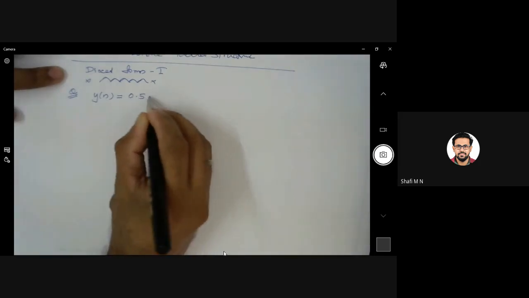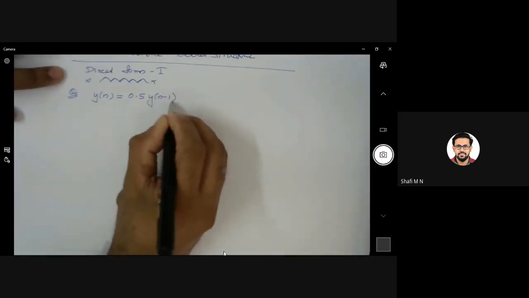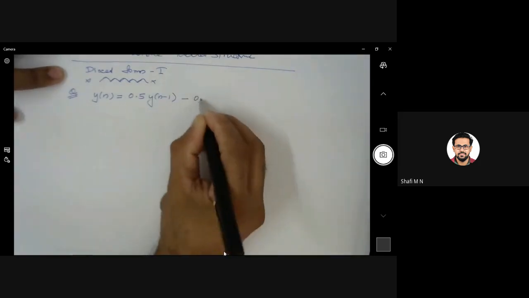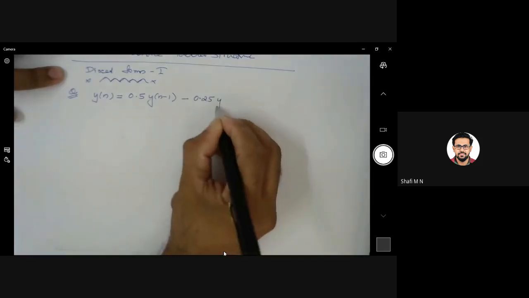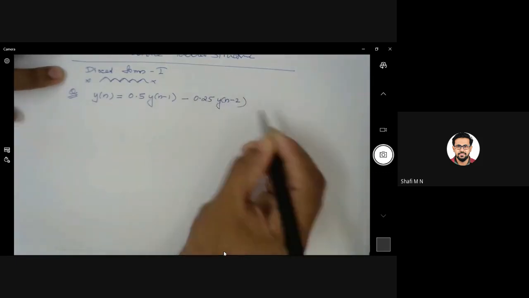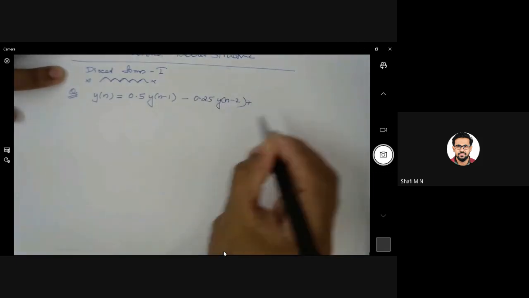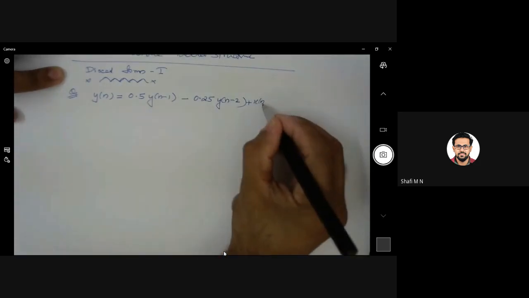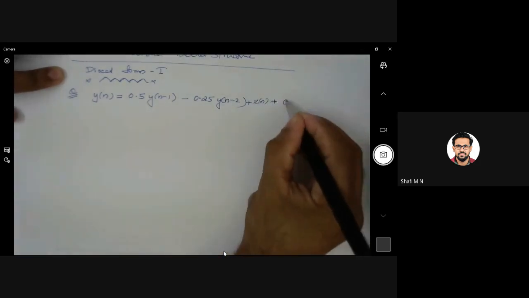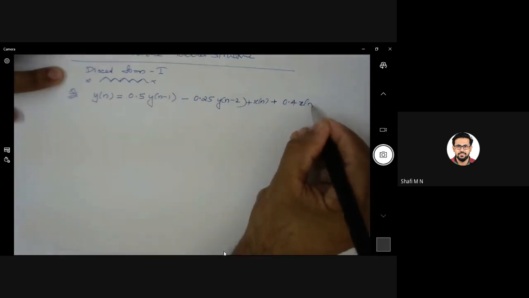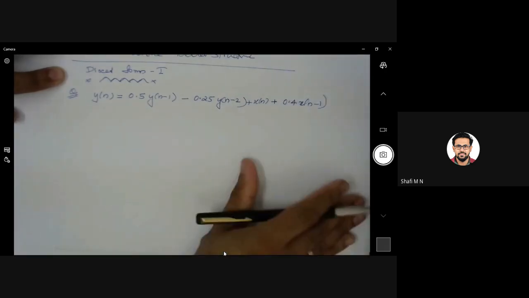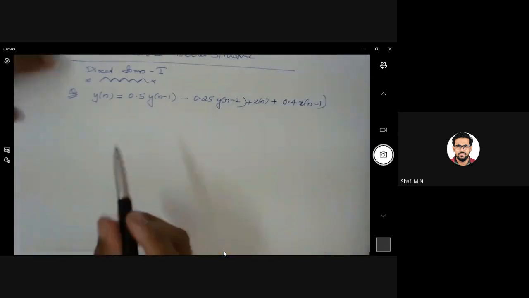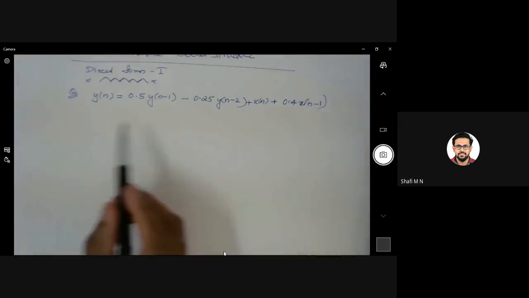0.5 y of n minus 1 minus 0.25 y of n minus 2 plus x of n plus 0.4 x of n minus 1. So this is your system. So your system is described by a difference equation.